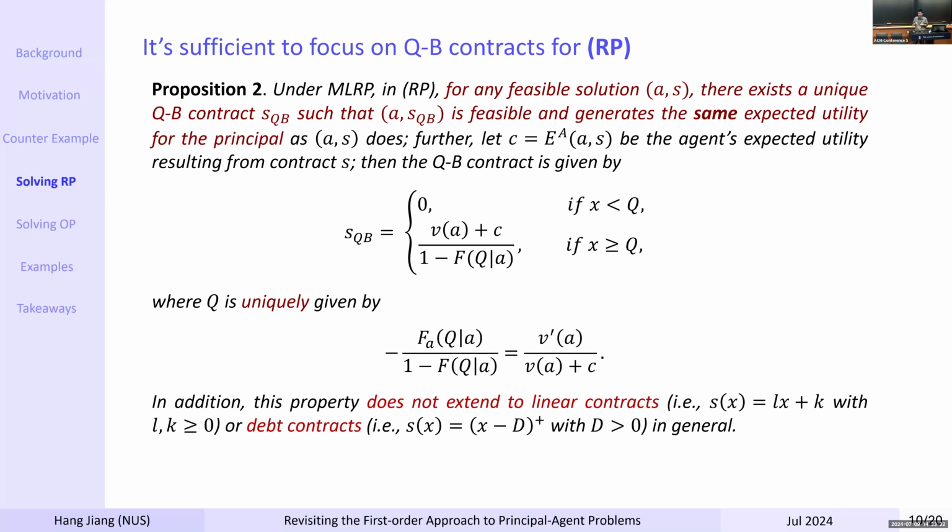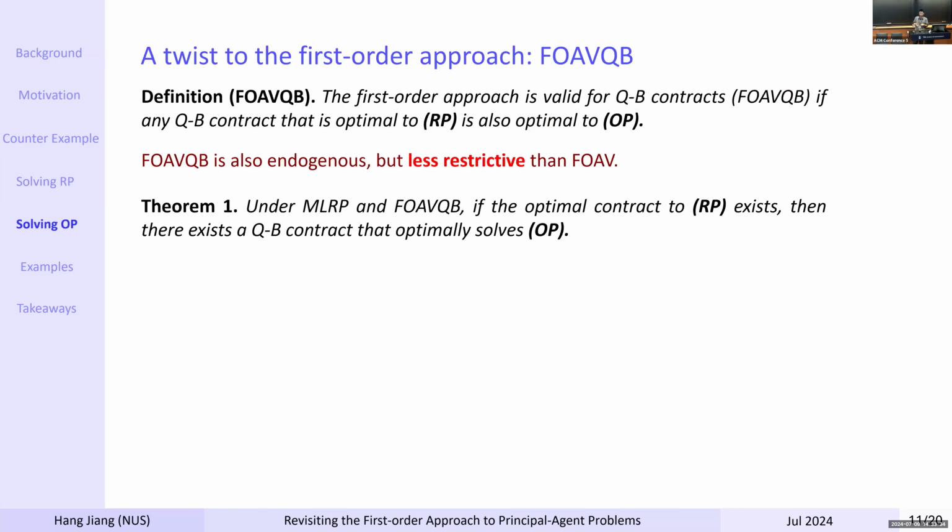Based on this discovery, we propose a twist to the first order approach. We propose FOAB-QB. It's a new notion here. We define FOAB-QB as: the first order approach is valid for the quarter-bonus contract, if any quarter-bonus contract that is optimal to the relaxed problem is also optimal to the original problem. So FOAB-QB is also an endogenous condition, but less restrictive than FOAB.